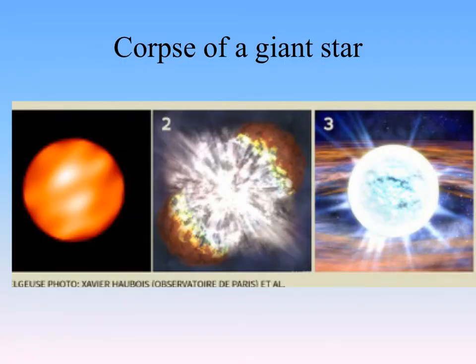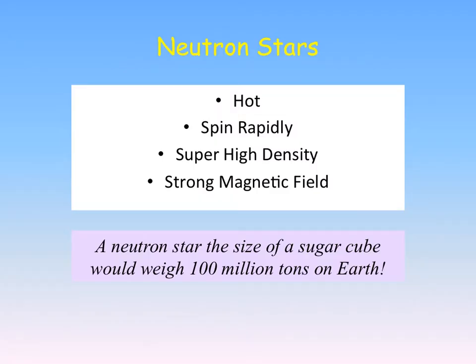So here we can see this artist's rendition of the process of making a neutron star. Here we can see the giant star phase rendition of a supernova in box 2, and then in box 3 we can see our glowing bright neutron star. So neutron stars are incredibly hot, they spin rapidly, they are very, very dense, and they have incredibly strong magnetic fields.